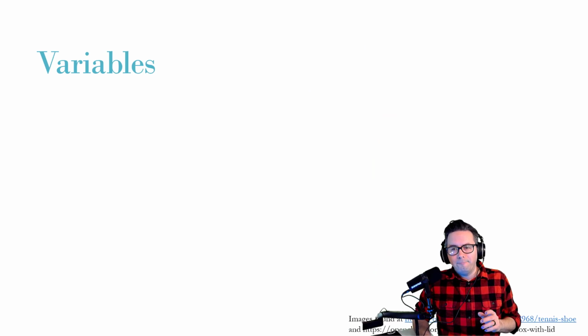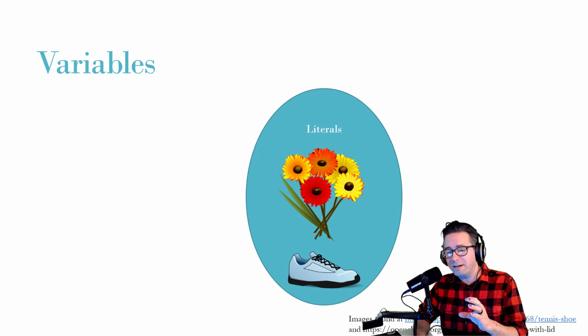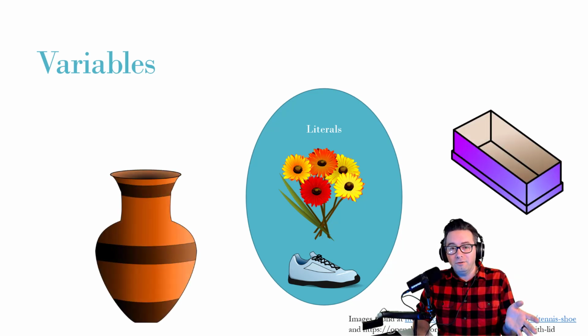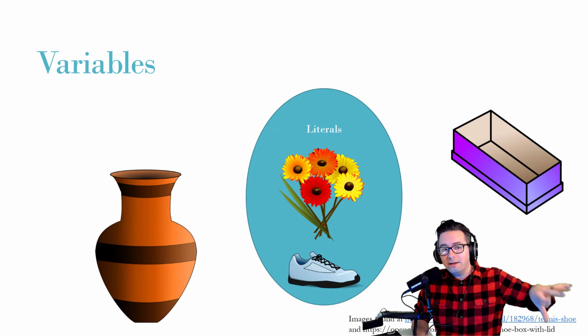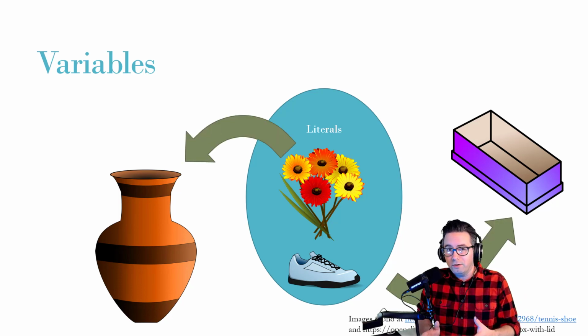Okay. Now, we talked about there being different data types, and something to think about is that we have literals, and those are the values that we assign to the variable. So let's say we have these two variables: a shoebox and a vase. What we're going to put in those is appropriate to the data type. The vase holds flowers, so the flower is going to go to the vase, and the shoe is going to go to the shoebox.